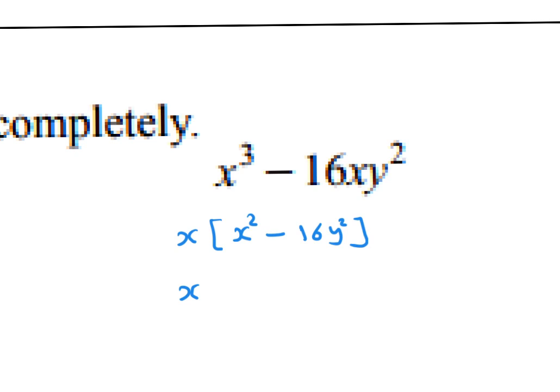X, two brackets. The square root of x squared is x. The square root of 16y squared is 4y. So x plus 4y times x minus 4y, plus and minus.